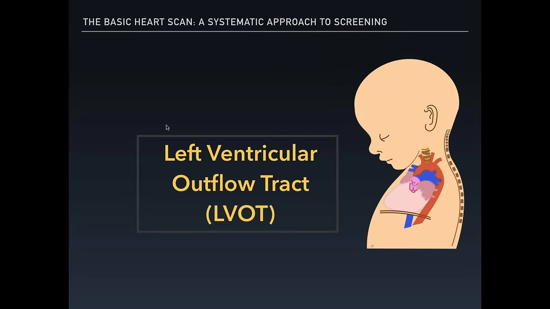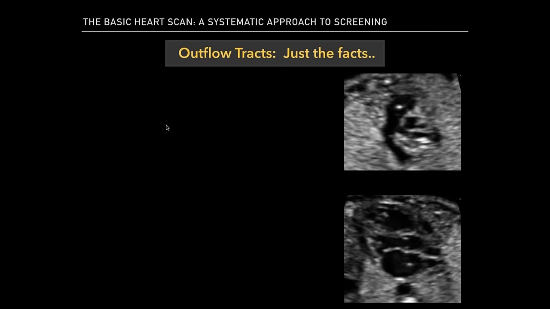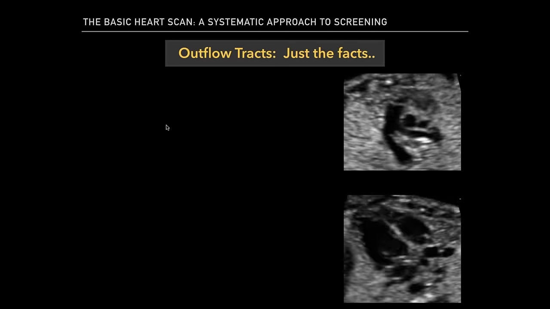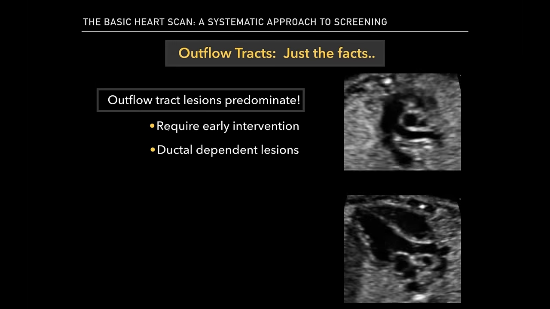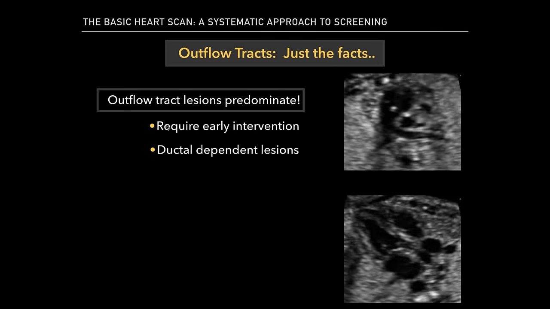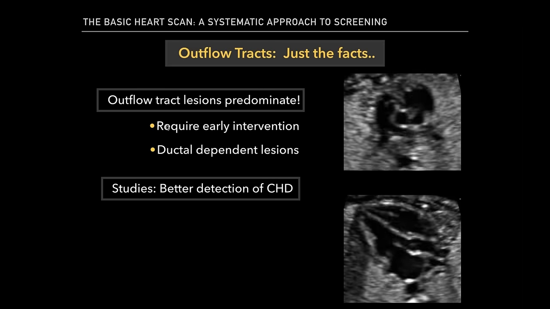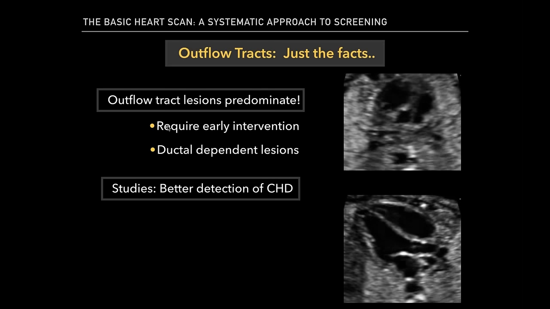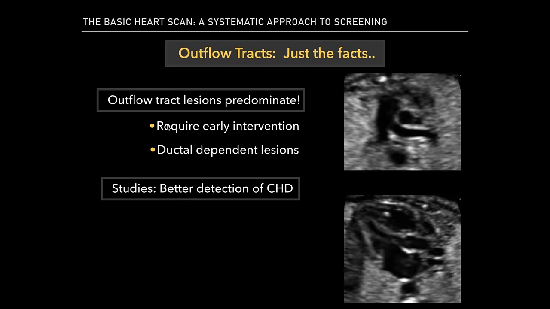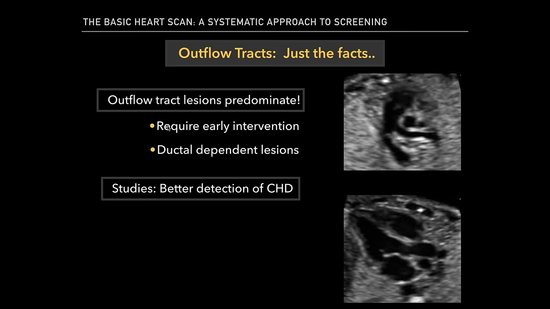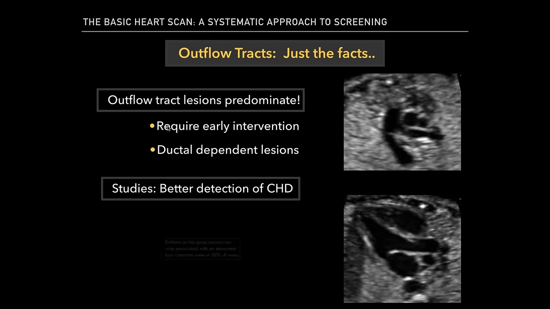So now moving into the left ventricular outflow tract. Outflow tracts, just the facts. Outflow tract lesions predominate and they require early intervention, due to these ductal dependent lesions that need to be paid attention to. Studies have shown that with outflow tracts, we are able to detect many congenital heart abnormalities, especially the conotruncal type. So this shows that by doing outflow tracts, we have better detection of congenital heart disease.